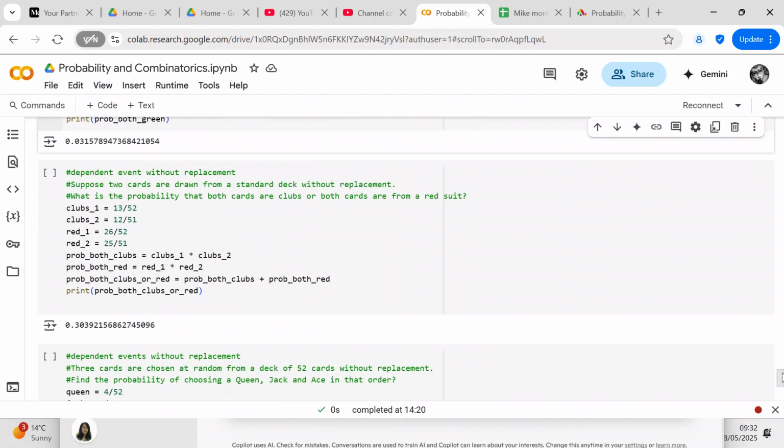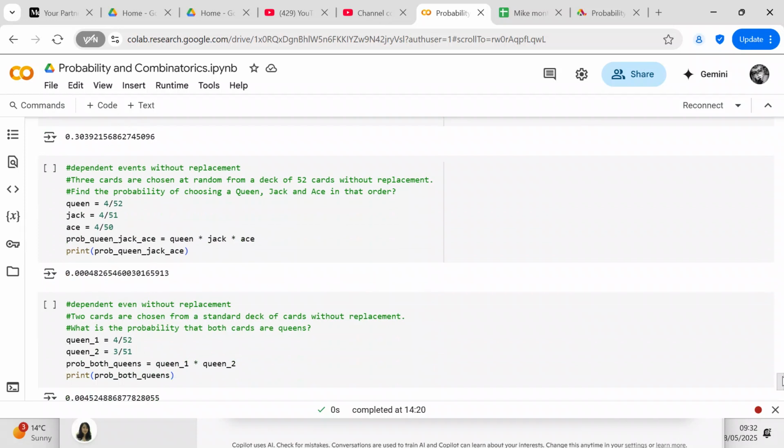So you have both club cards equals club 1 times club 2. Both red cards equals red 1 times red 2. Both clubs or red equals both club cards plus both red cards probability. And it's going to be 30.39%.